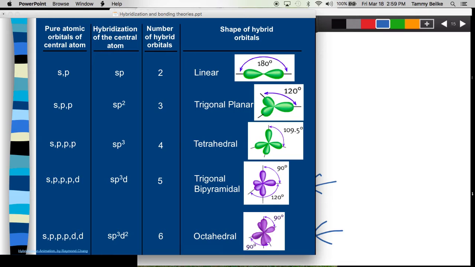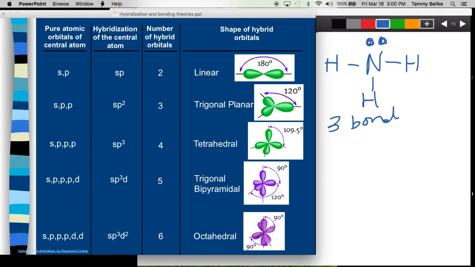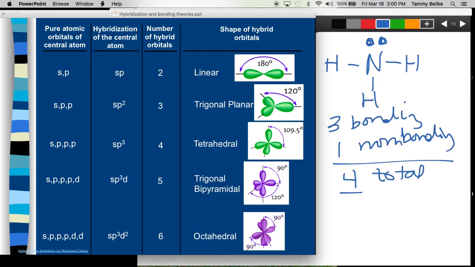Okay, now what do you do with the molecules that are like ammonia and it's trigonal pyramidal? Well, we're really only looking at how many total domains. So this one has 3 bonding domains, and it has 1 non-bonding. So it has 4 total. When you need 4 total orbitals, we're going to take the s, the p, another p, and another p, and turn it into sp3 hybridization.